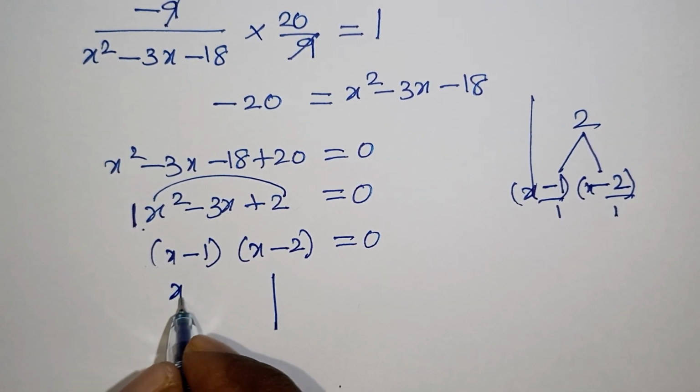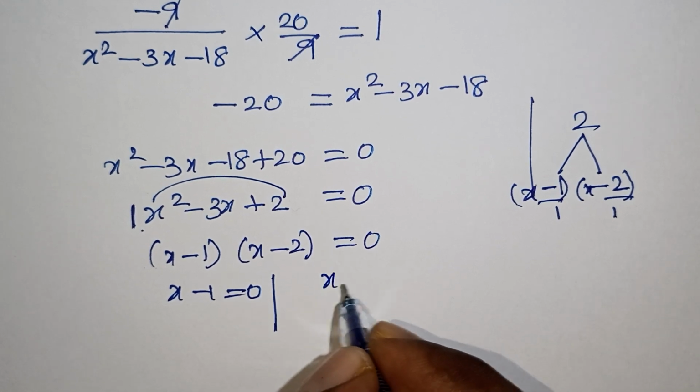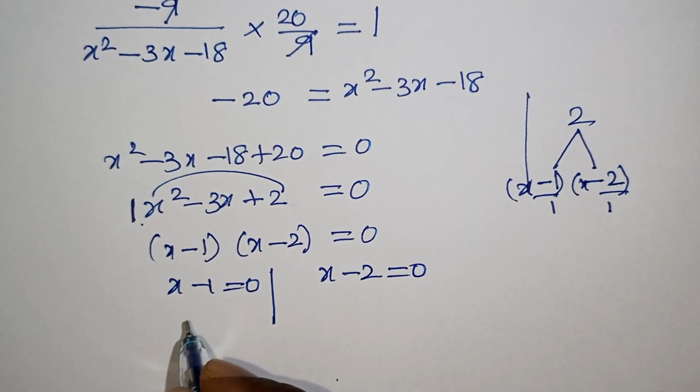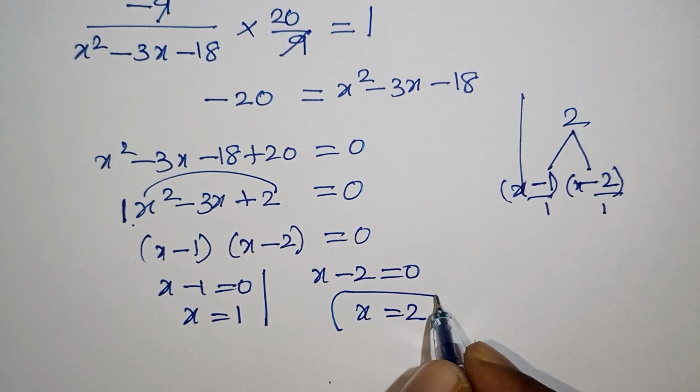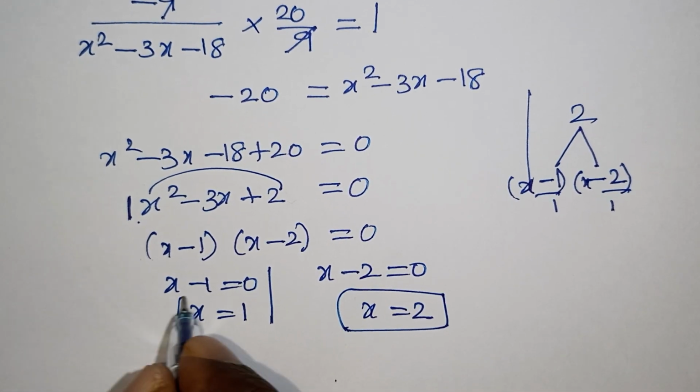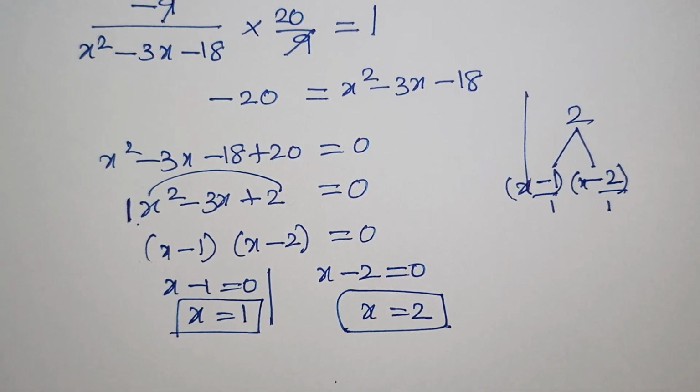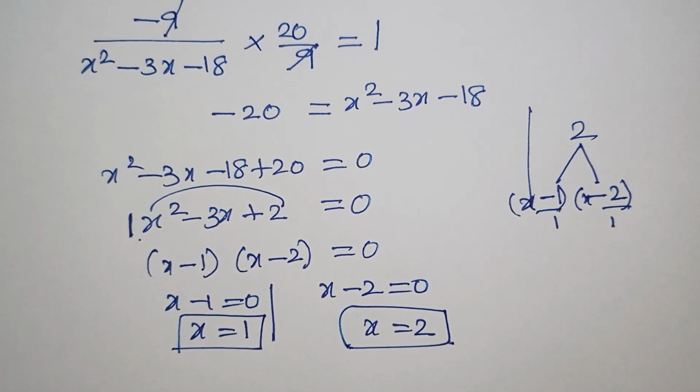Let's equate separately. x minus 1 equal to 0, x minus 2 also equal to 0. Minus 1 will become plus 1, minus 2 will become plus 2. So x is equal to 2 is one answer, and x is equal to 1 is another answer. That is the final value for the given question.